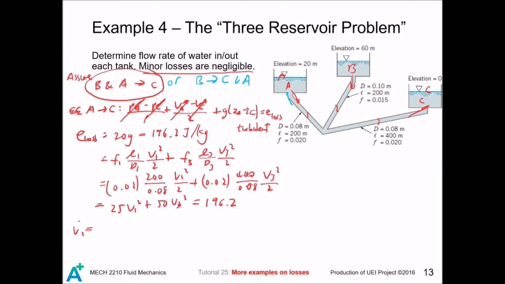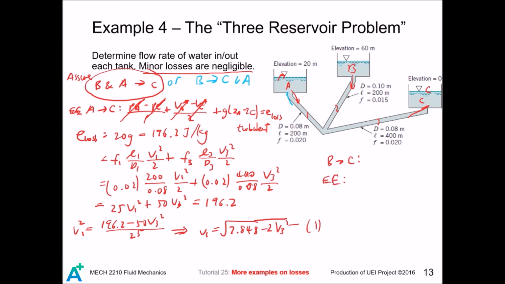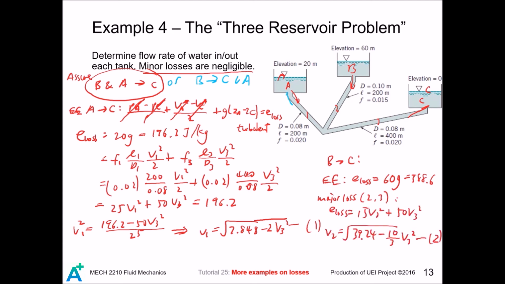We solve 3.1 as an expression of 3.3. And similarly, we can apply the energy equation and the concept of pipe losses between point B and point C. I will skip some steps here, hope you understand. From the energy equation, and for major losses in pipe 2 and 3, and this is our second equation.